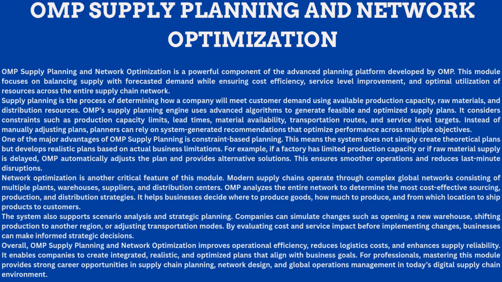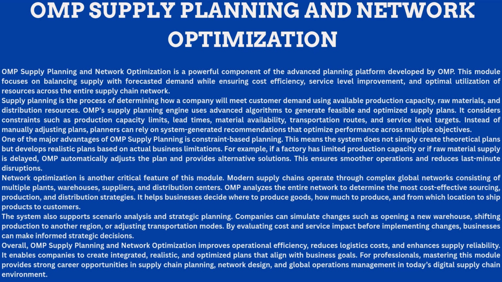OMP Supply Planning and Network Optimization. OMP Supply Planning and Network Optimization is a powerful component of the advanced planning platform developed by OMP. This module focuses on balancing supply with forecasted demand while ensuring cost efficiency, service level improvement, and optimal utilization of resources across the entire supply chain network.